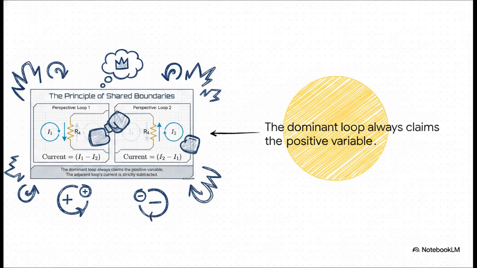Let's look at Section 3, Rules of Shared Boundaries. Because these loops don't exist in a vacuum, they inevitably share components. So when they collide at a shared resistor, who wins? You have to use the rule of the dominant loop. Think of it like home turf advantage. The loop you are currently analyzing is always dominant, meaning it automatically claims the positive variable. The neighboring loop's current gets strictly subtracted. For example, from loop 1's perspective, the current is I1 minus I2. But hop over to loop 2's perspective and it instantly flips to I2 minus I1. Master this one boundary rule and you eliminate 90% of your algebraic mistakes.